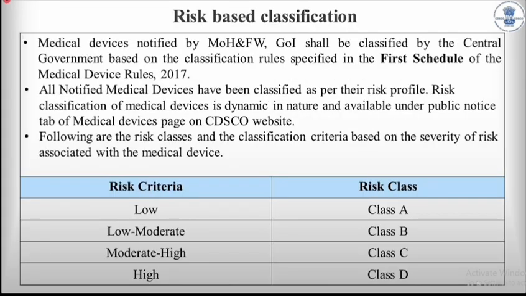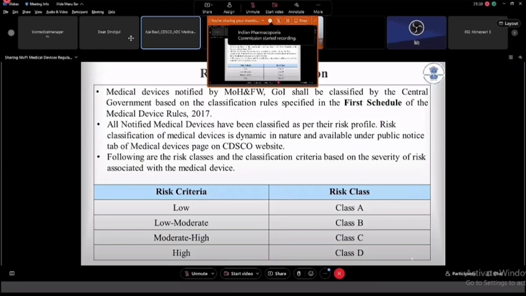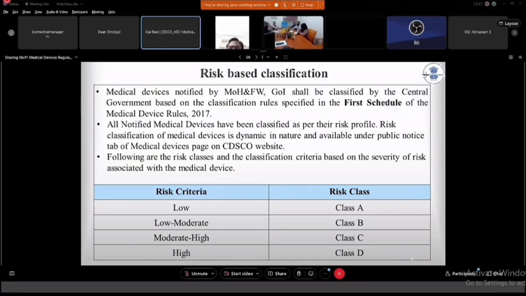For the ease of regulation, the government is dividing the medical devices based on the risk associated. Based on the risk-benefit analysis, the existing medical device rules classify devices into 4 major classes: Class A devices, Class B devices, Class C, and Class D devices. Medical devices which are notified by the government are classified on the basis of the first schedule of Medical Device Rules 2017.